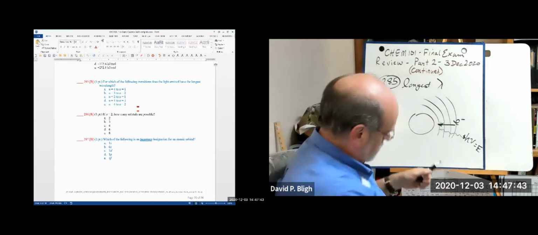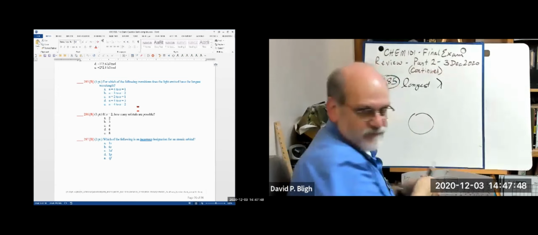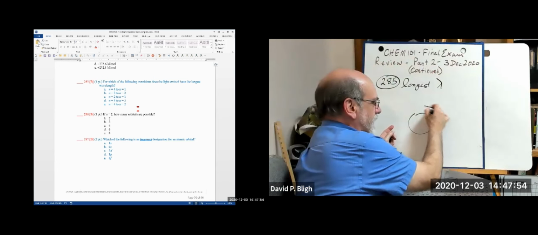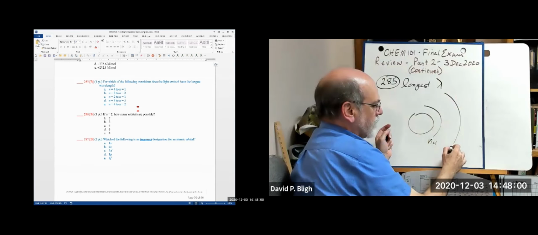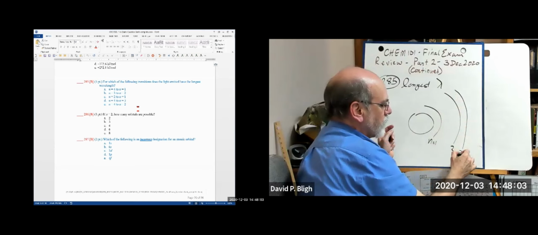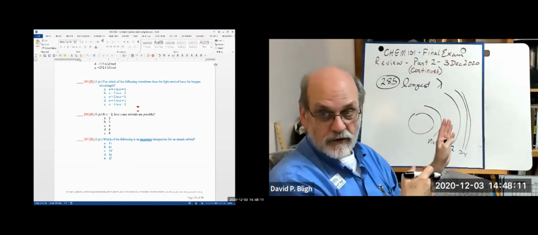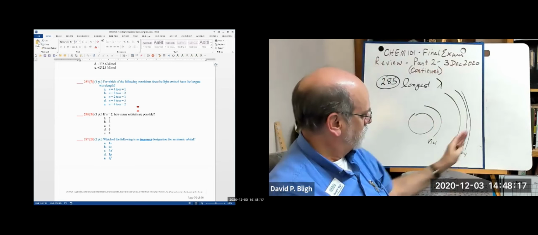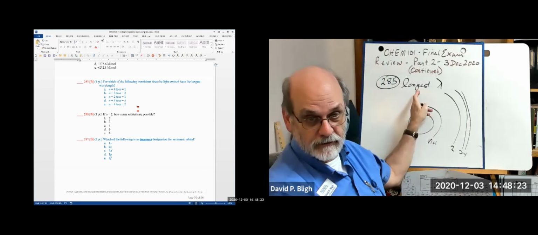Okay, let me redraw this. Level 1 is here. Level 2 is out here. Level 3 is a little closer, and 4 is even closer than that. So the farther out you get, the distance between the energy levels is narrower. So if we were to start from here and go all the way to here, that'd be a huge jump. That would be a short wavelength.